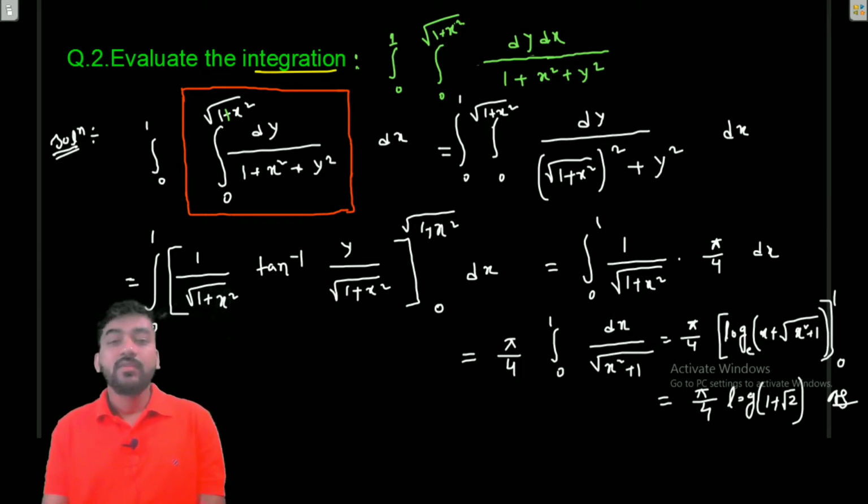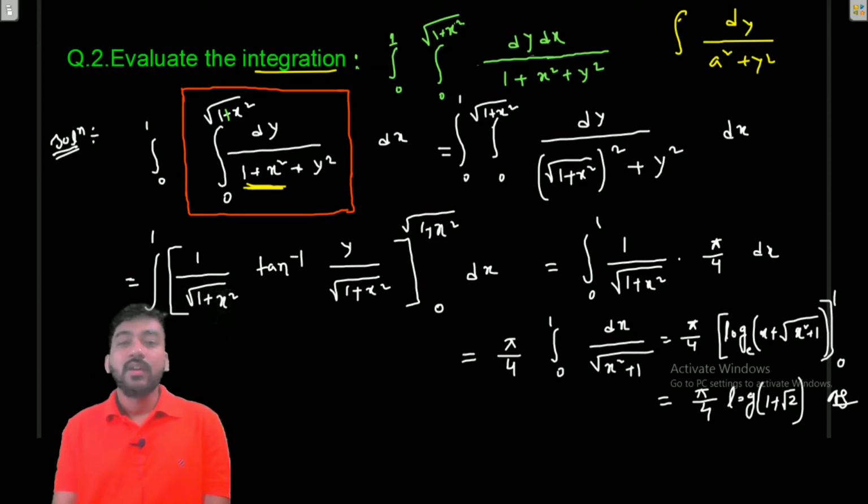You have 1 plus x square plus y square. Now you have to take x as constant. So this term is now constant. 1 plus x square is now constant. So it is this kind of integration: integration dy divided by a square plus y square. This kind of integration now, because 1 plus x square is now actually a square you can take, or you can take root 1 plus x square as a. Okay, so if you take this root 1 plus x square as a, then root 1 plus x square whole square will be 1 plus x square plus y square. So a will be root 1 plus x square here.